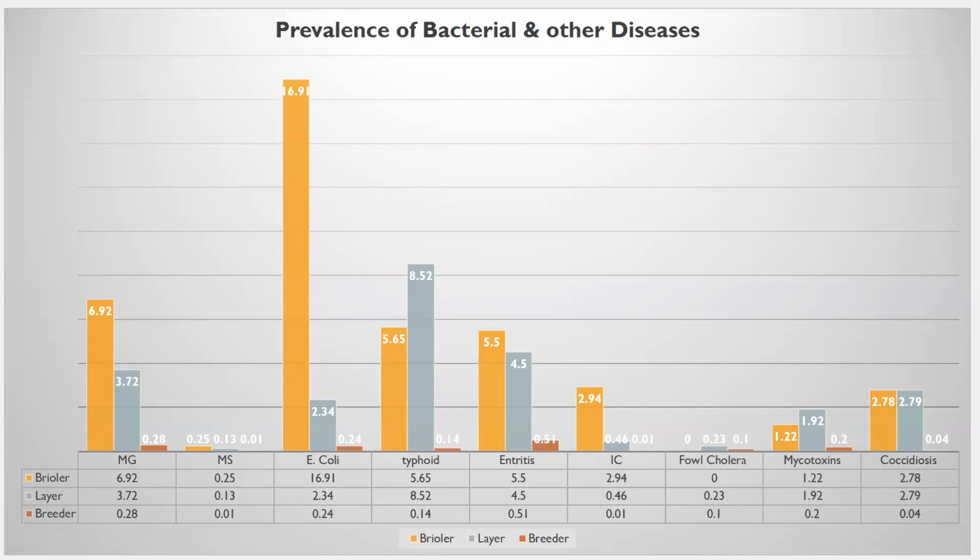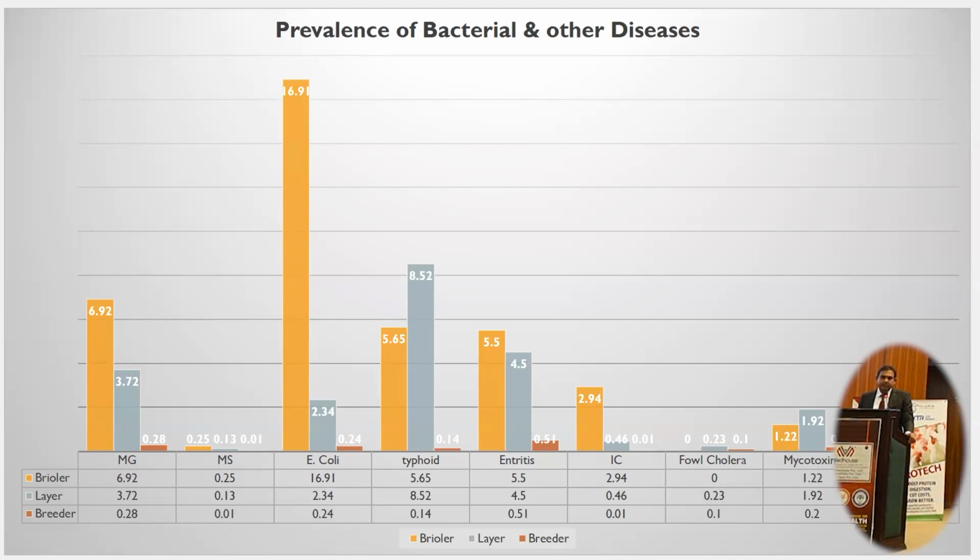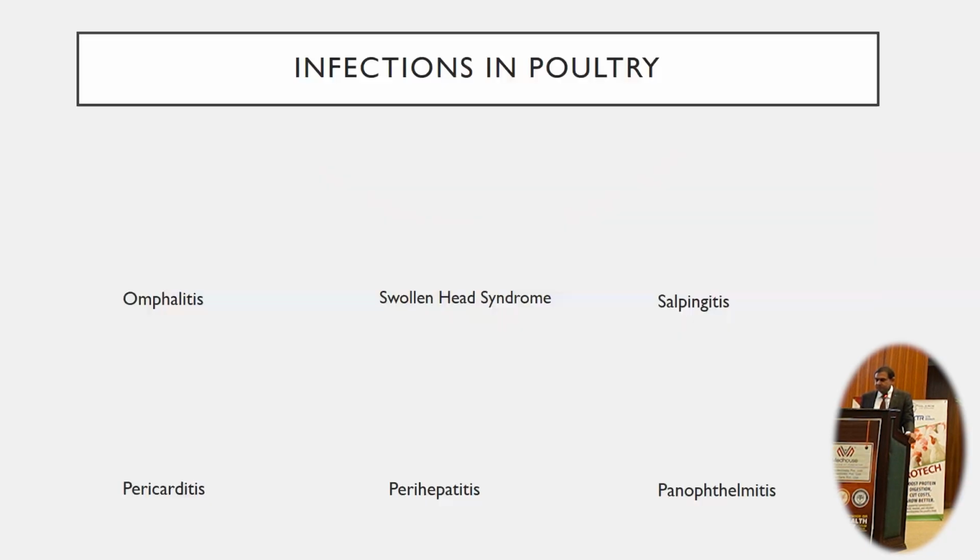So this is our data. Basically, E. coli prevalence is increasing day by day. These are other important research institutes. Our laboratory is the provincial reference laboratory. We have information and get reports of all the diseases, and among the bacterial diseases, E. coli is the most prevalent organism among all bacterial organisms.